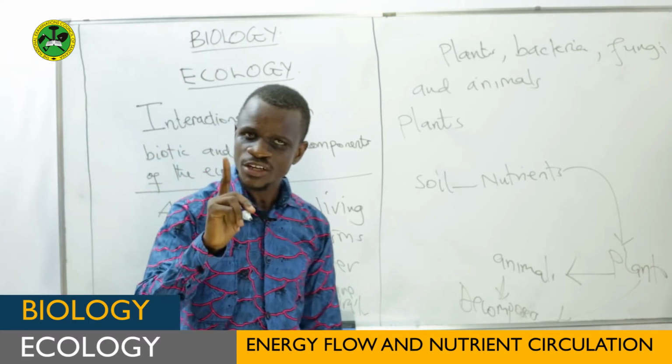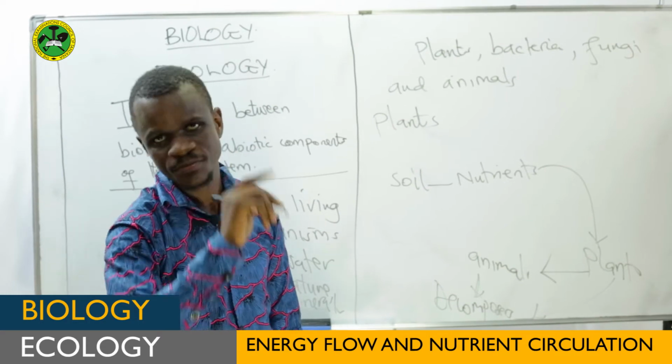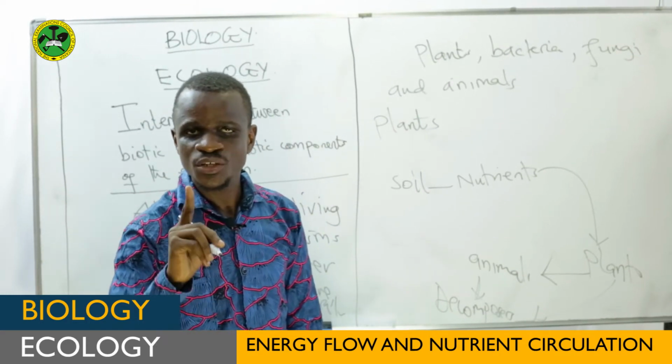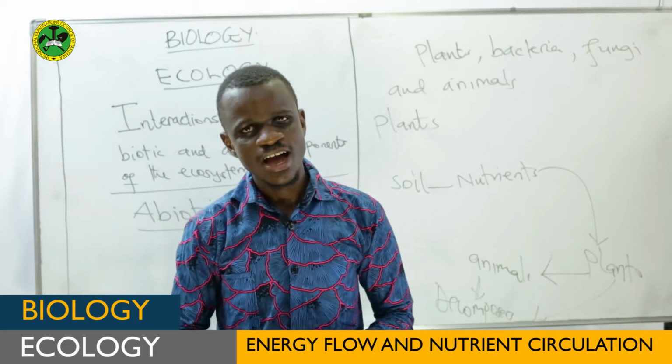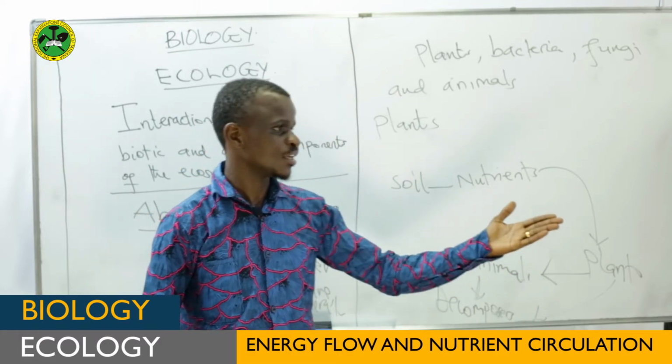Therefore, a plant will require abiotic factors to make its own food. An organism will consume a plant, which required food from abiotic factors. Hope you are following, my student. Now we can see the first question here.